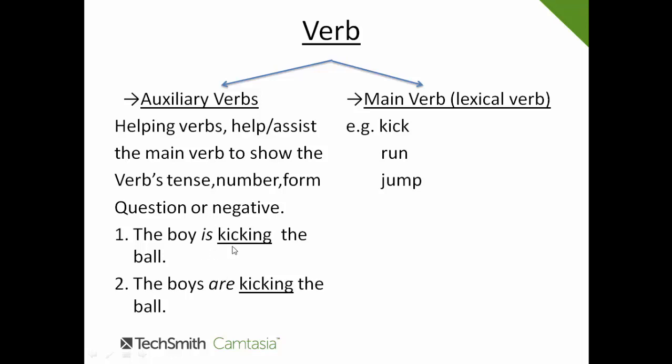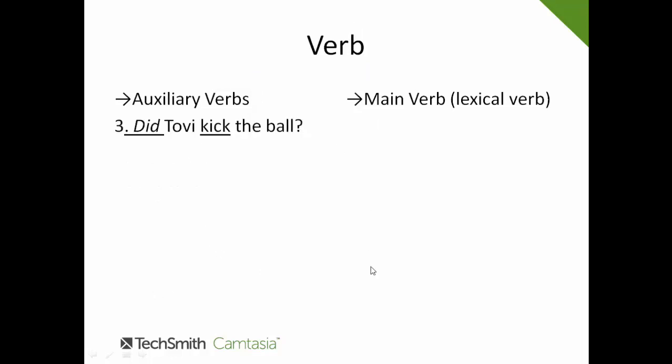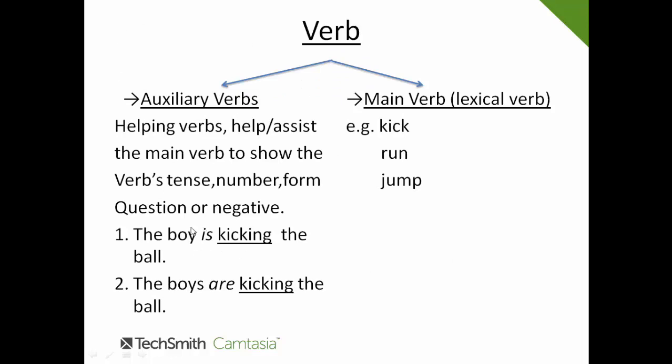Again, like I told you in the earlier slide, you need to brush up on your basic grammar: number, subject-verb agreement. Here the auxiliary verb is helping the main verb kick in expressing tense, number, as well as person. The boy is kicking the ball. Is is present tense. Number will be singular.